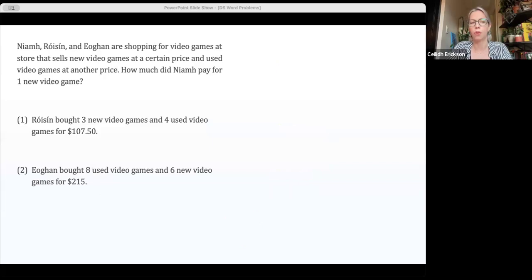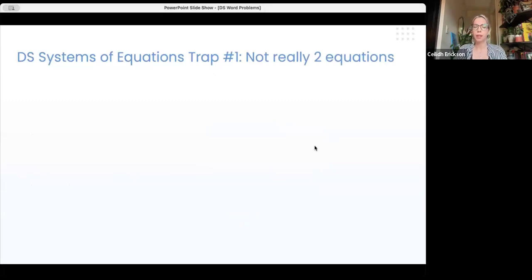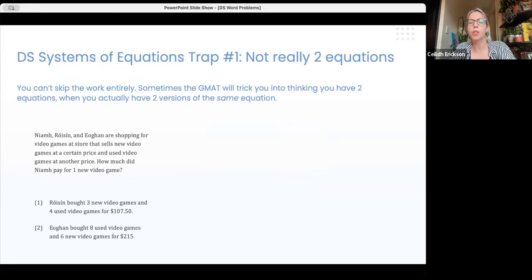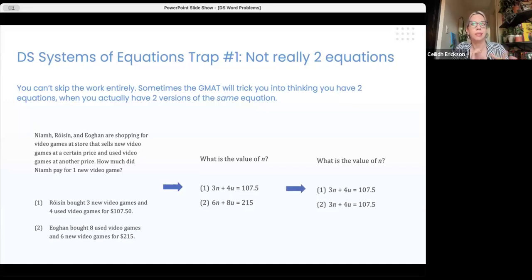So the trap here that we want to be careful of is that, yes, the rule is we can solve if we have two equations for two variables, but sometimes it looks like they're giving you two equations, but they're not really two different equations. They're two versions of the same equation. So what you want to do is do just enough work. Basically, write your equations down at least and confirm that they're not secretly the same equation.